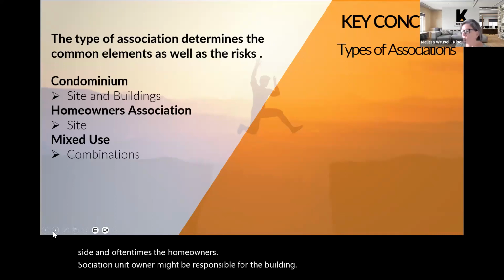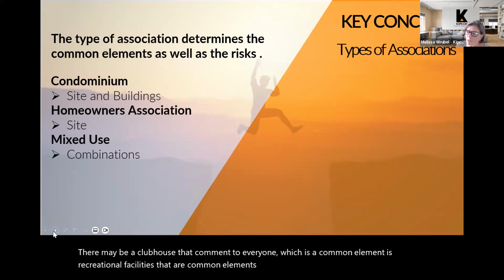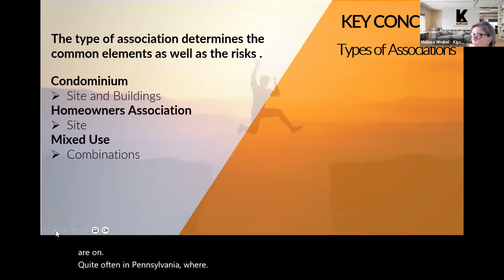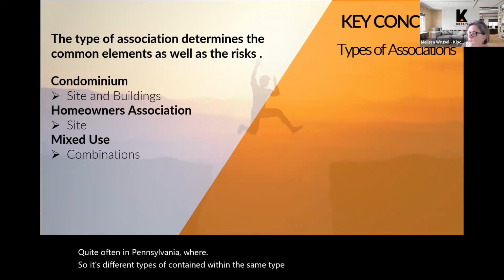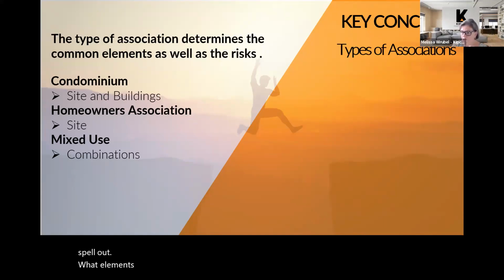There may be a clubhouse that's common to everyone, which is a common element, and recreational facilities that are common elements. And then there are some communities that are mixed use. I see these quite often in Pennsylvania, where there's a mixture of condominium or townhome and individual homeowner lots on the same site. So it's different types of ownership contained within the same site. And again, the governing documents spell out who is responsible for what elements in the community in all these different types of communities. Next slide.